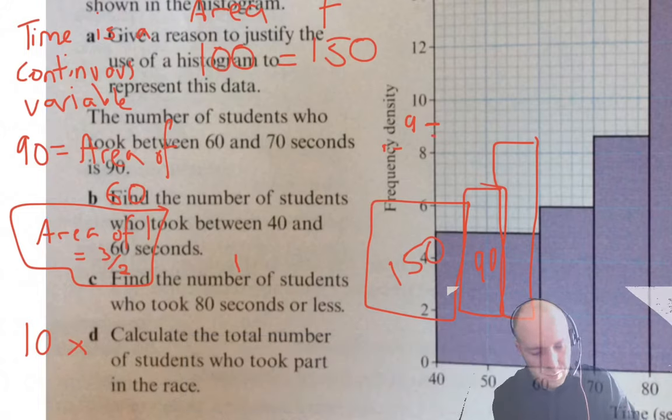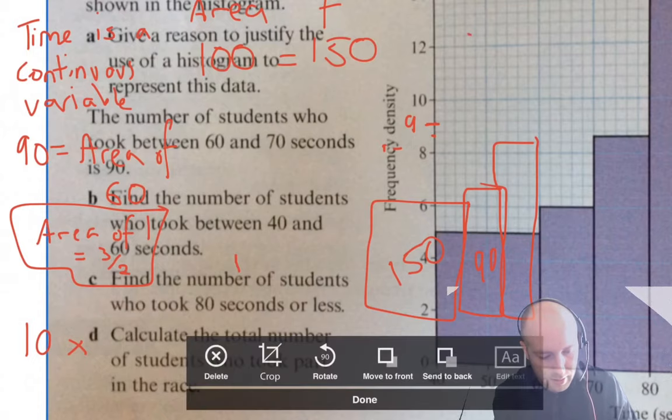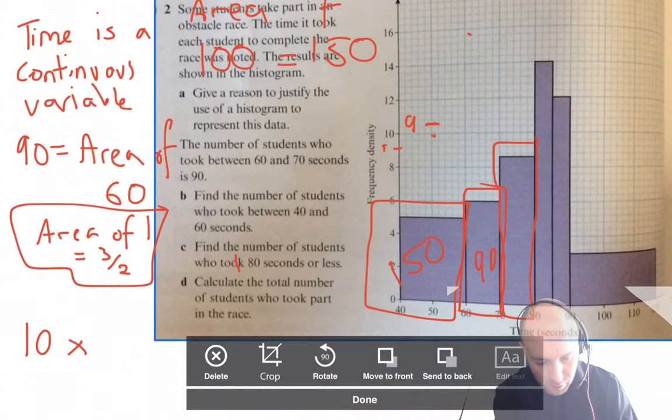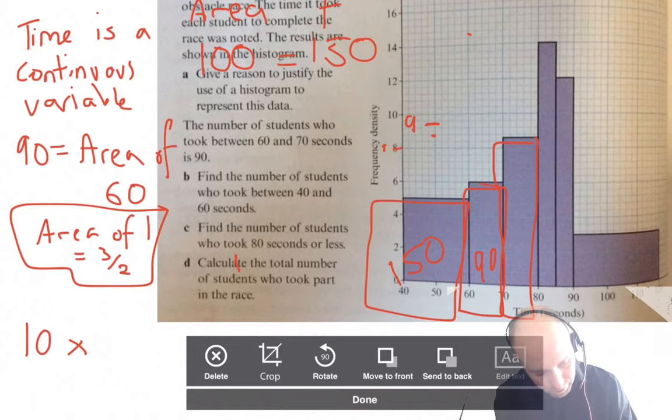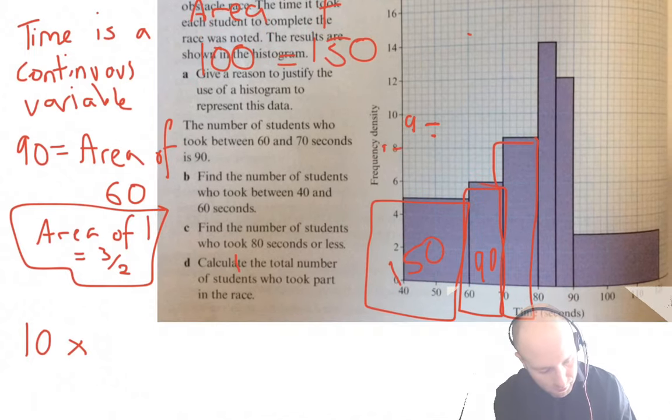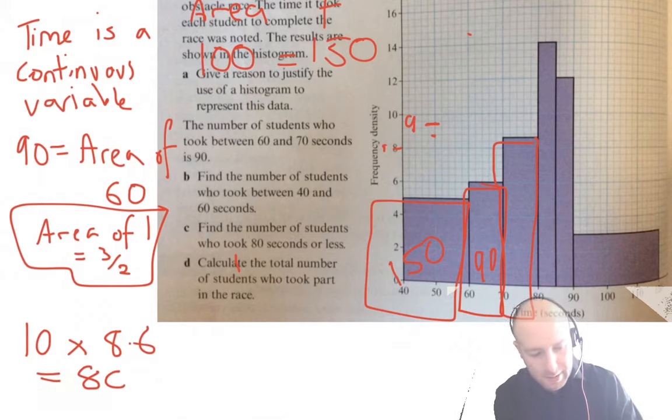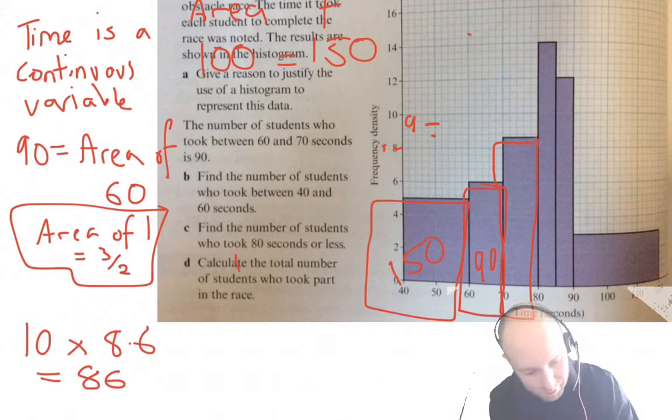I think I'd have to check the textbook to work out what they're actually saying on that scale. So yeah, let's go for 8.6. So I reckon my area is 86. I hope this divides actually. We'll see.